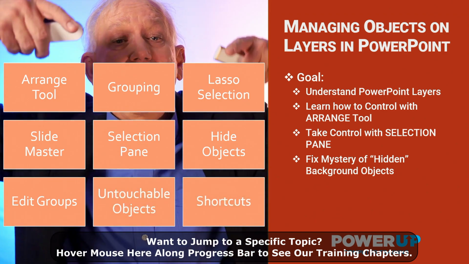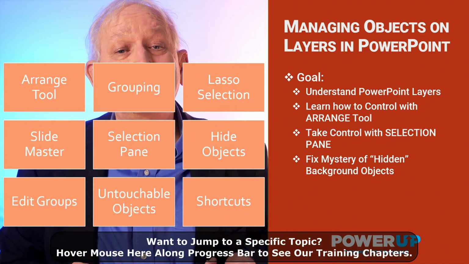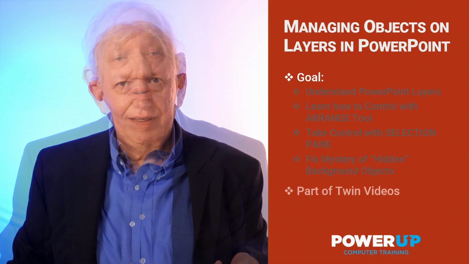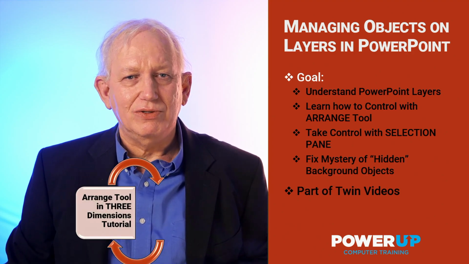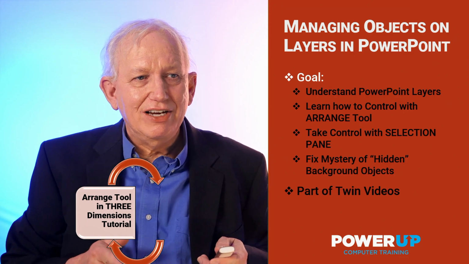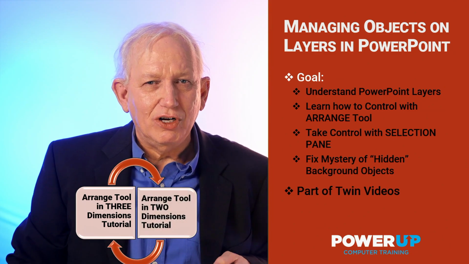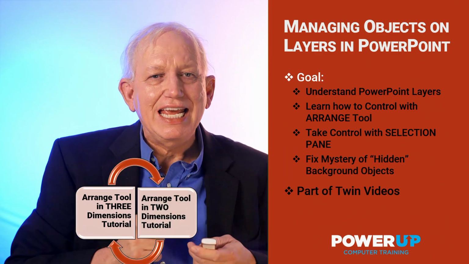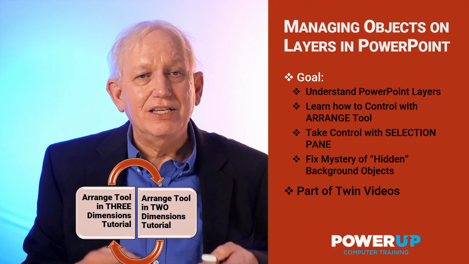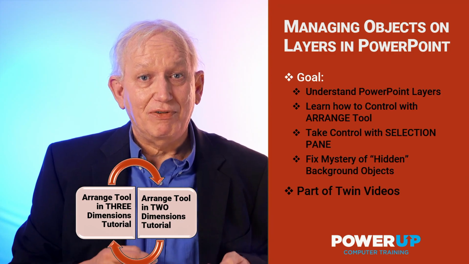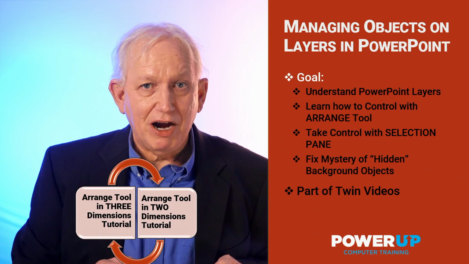As always, if you look down below, you can use your YouTube scroll bar to find chapters to jump to the topics that might be of interest to you. This tutorial is a pair of two tutorials all about the Arrange tool. Specifically, we're going to take a look here at how we can arrange objects in three dimensions through our layers. And in the other tutorial, we're going to talk about distributing and aligning objects in two dimensions. Look up here for the link for that particular training, or down below in the notes, to jump to the second of the pair. But for now, let's dive in to managing objects on layers in PowerPoint.